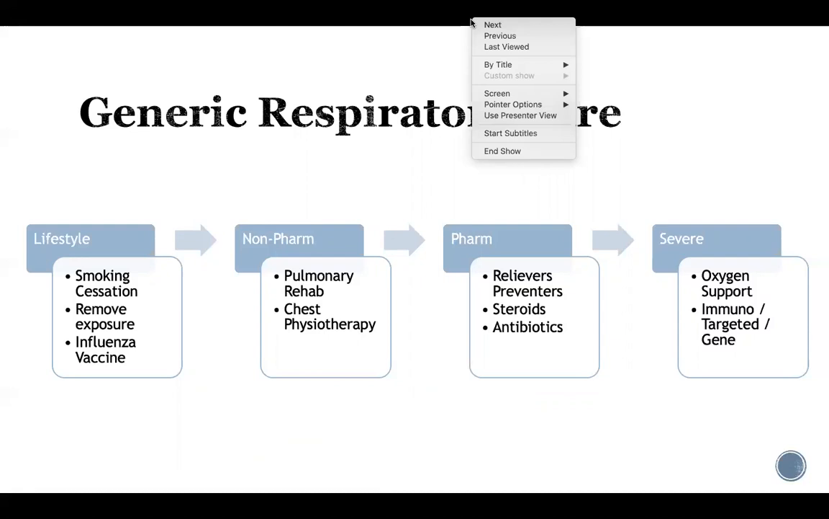And then you vaccinate them because they have an illness, they have an underlying issue. You're going to try and stop them from getting more respiratory infections that will probably destroy their lungs. And then lifestyle, non-pharm, pharm, and then severe management, which is like your ICU, ED stuff. You give them rehab and chest physio. You give them pharm, which is Ventolin, preventers, steroids, antibiotics, and then severe is like weird stuff.